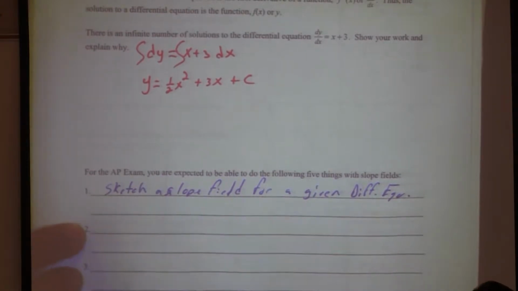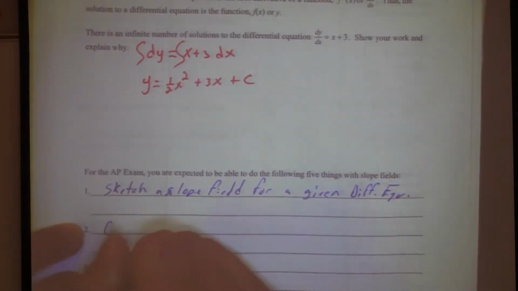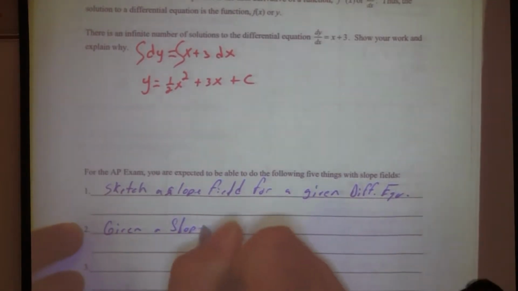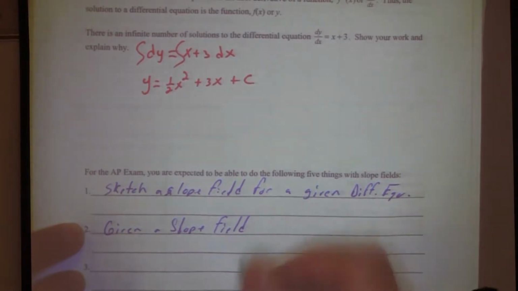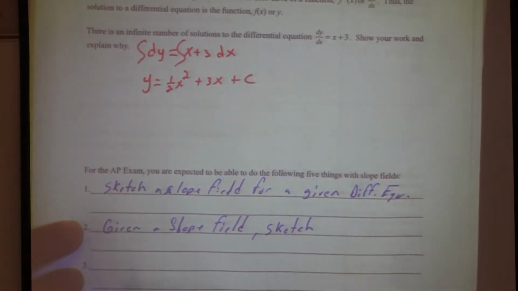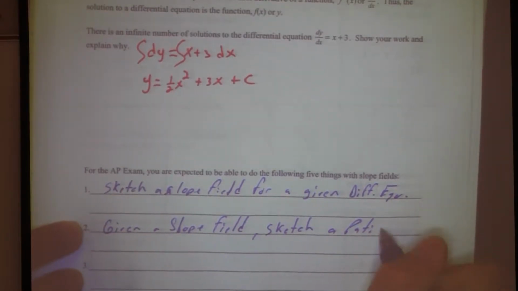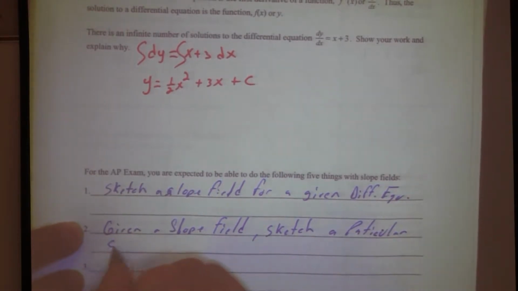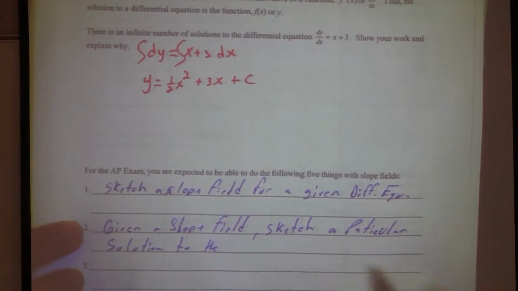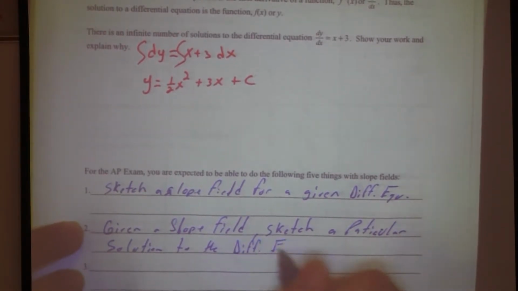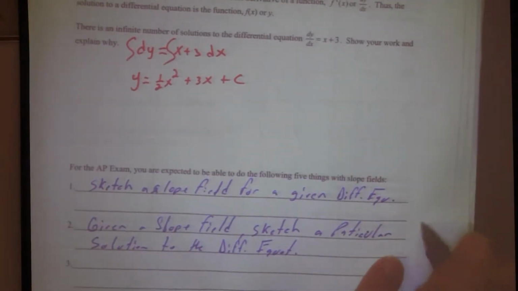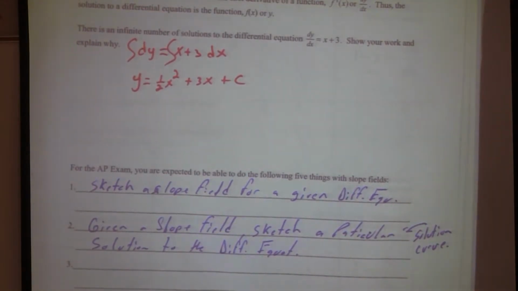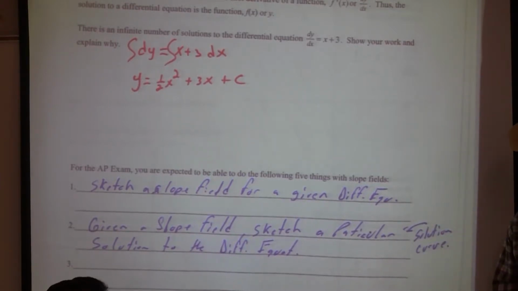Another question that could come out on the multiple choice is that, given a slope field, they could ask you to sketch, I'm sorry, this isn't the one that came out. This is a different one. So they could ask you to sketch a particular solution to the differential equation. And this particular solution, you could call it a solution curve. So they're asking you to sketch a solution curve to that differential equation, a particular one.